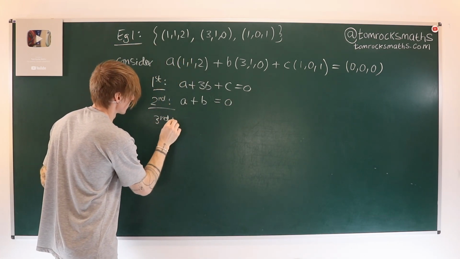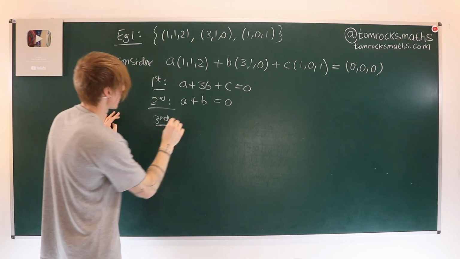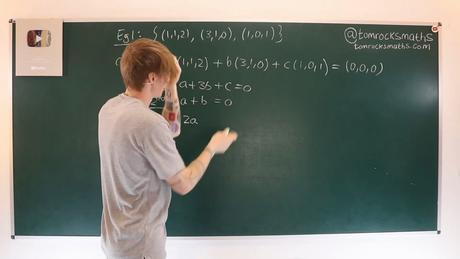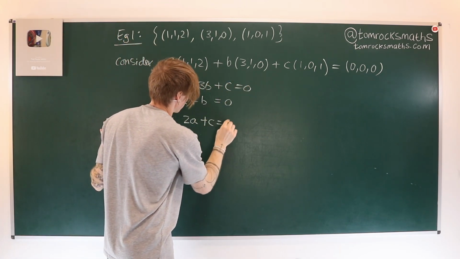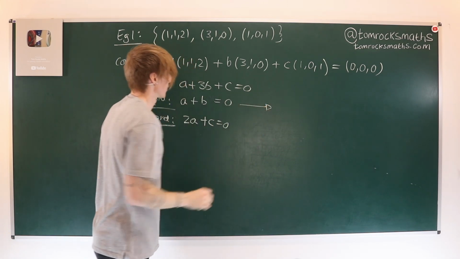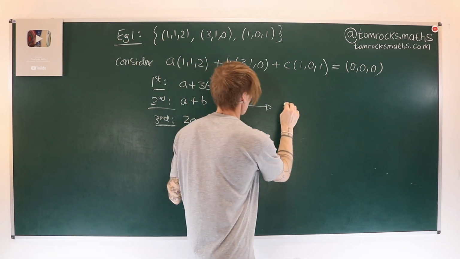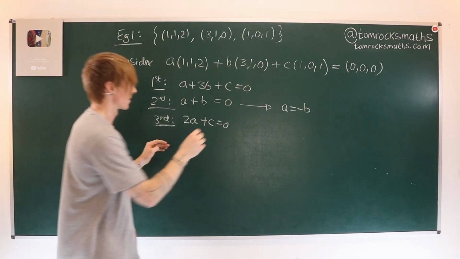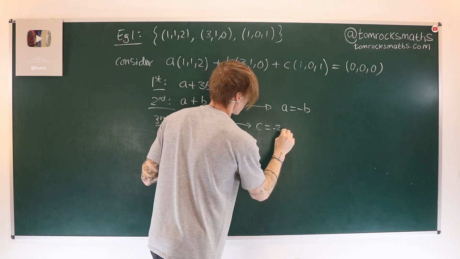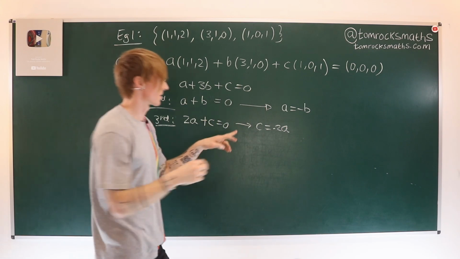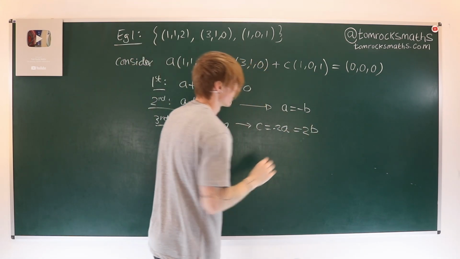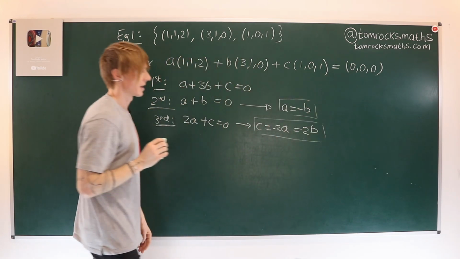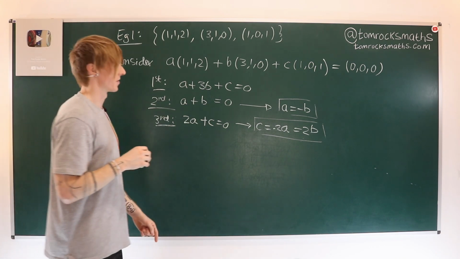And the third coordinate, what's that going to give us? It's going to give us 2a plus 0 times b, so that's 0, plus c is equal to 0. So I'm going to start by using the second one to say that tells me now that a is equal to minus b. And then for this one, I get that c is minus 2a, but a is minus b, so c is equal to 2b. So now I've got a and c in terms of b, so let's plug them in our first equation.